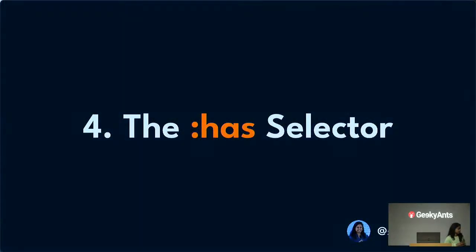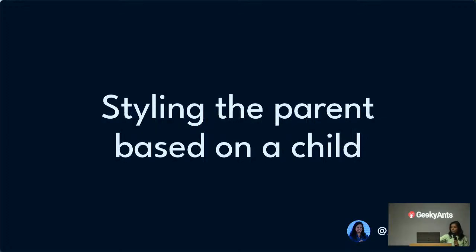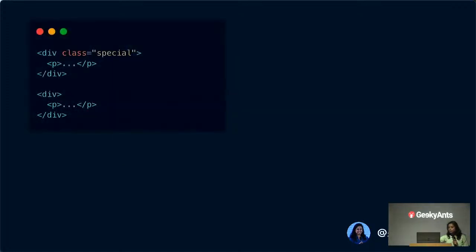So the fourth feature is the has selector. This is something a lot of developers have been asking for, because so far there is a way for you to select a child based on the style of a parent. But what the has selector does is let you style the parent based on the child. I'll give you an example. Let's say you have a lot of divs, and then you have a lot of paragraphs, and then there's one div which is special.